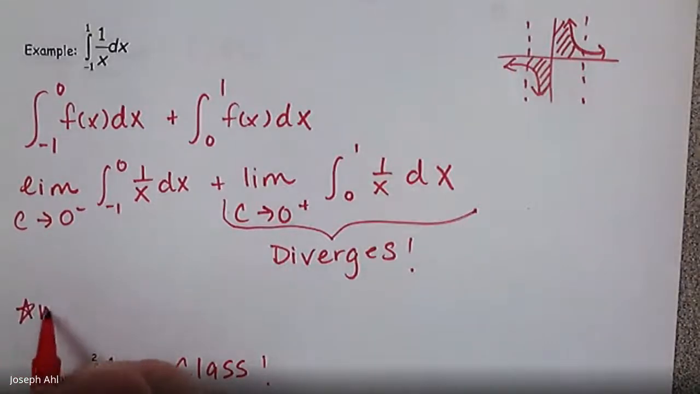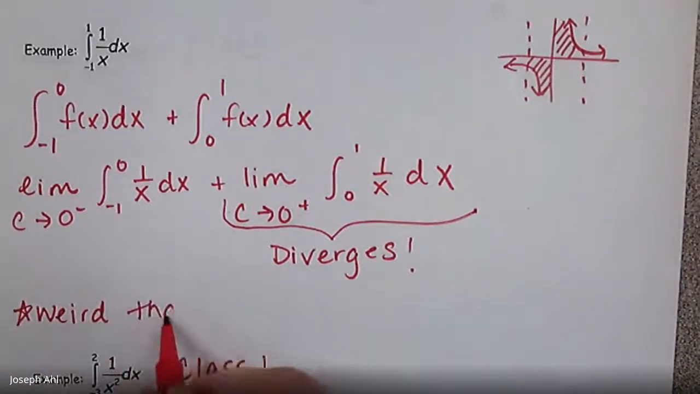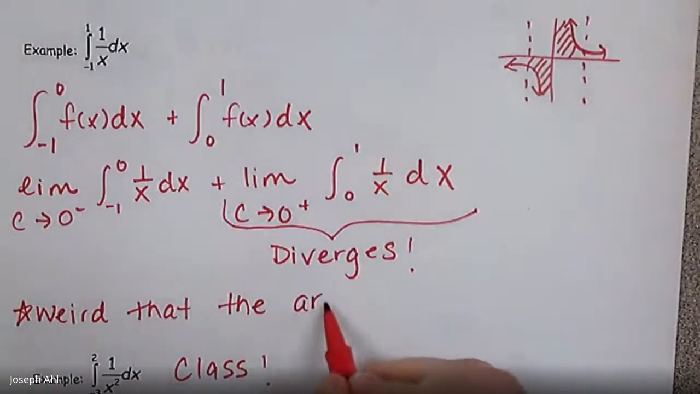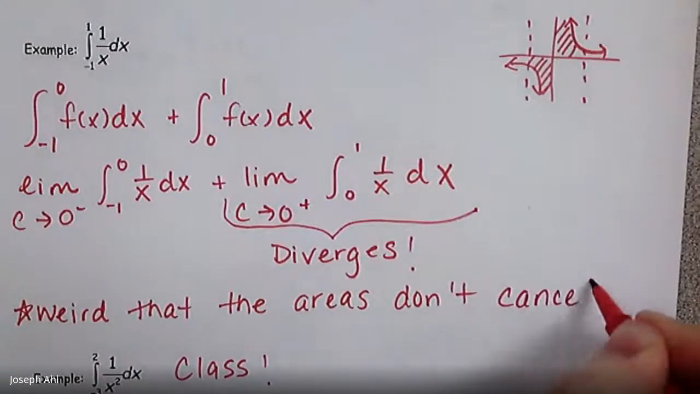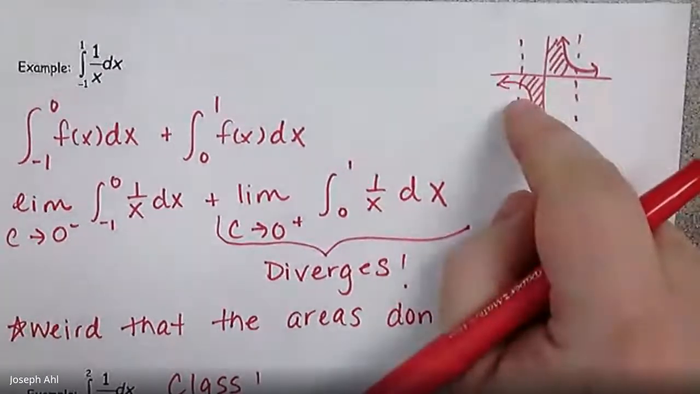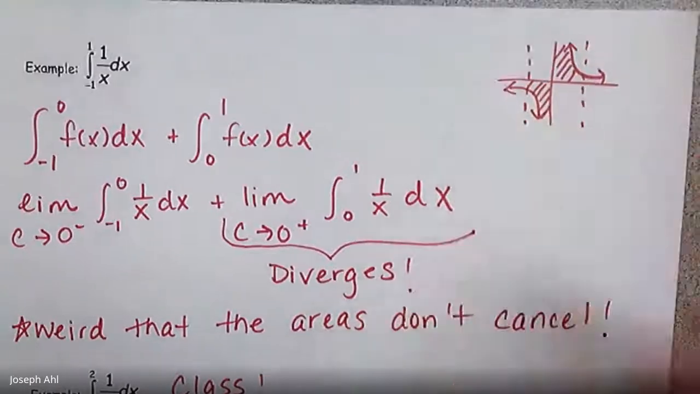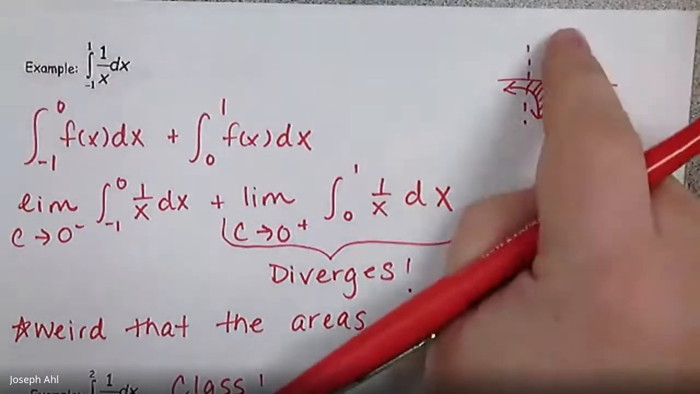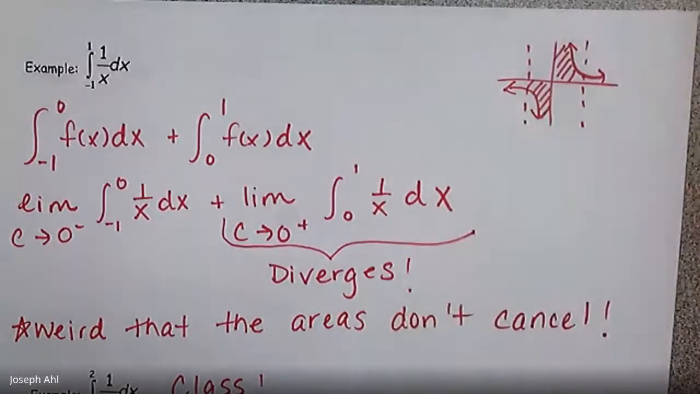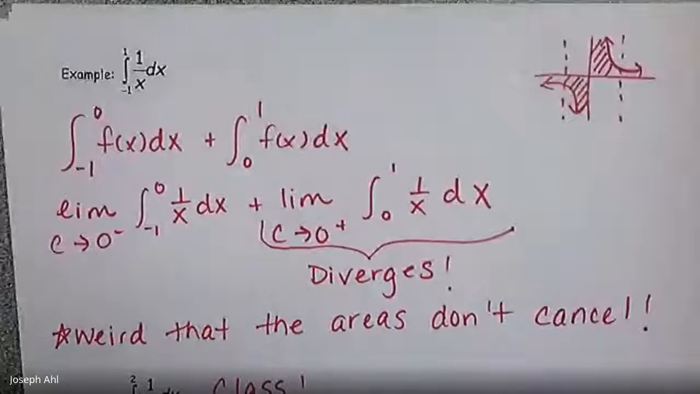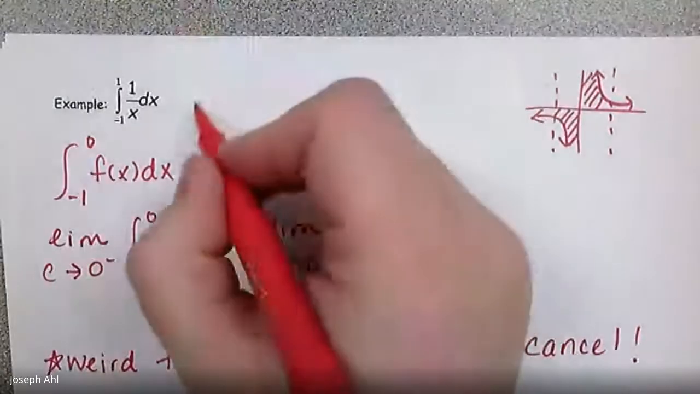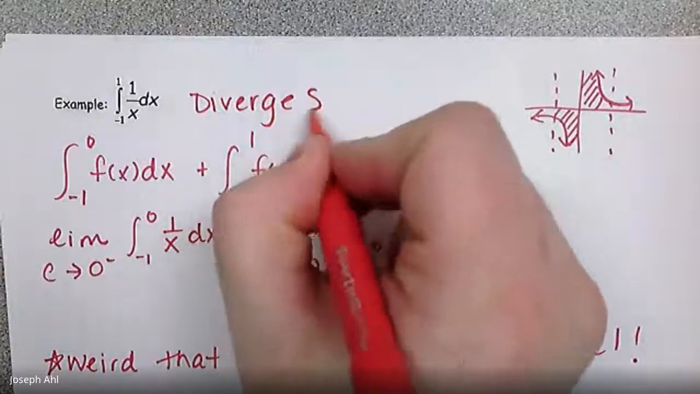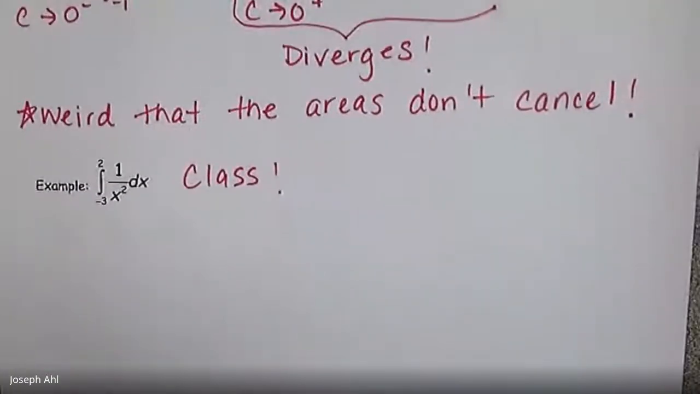And I will say, isn't it weird that the areas don't just cancel? It looks like, when you look at the picture graphically, that this is going to come out to be 0. Okay, but because we're accumulating an infinite amount of area, really on both ends here, we can't decide that this is going to approach 0 then. Okay, so like infinity plus negative infinity in this case is not going to come out to be 0. It turns out that this does not have a value. This diverges.